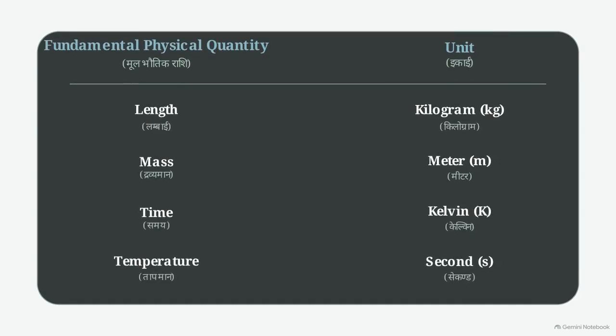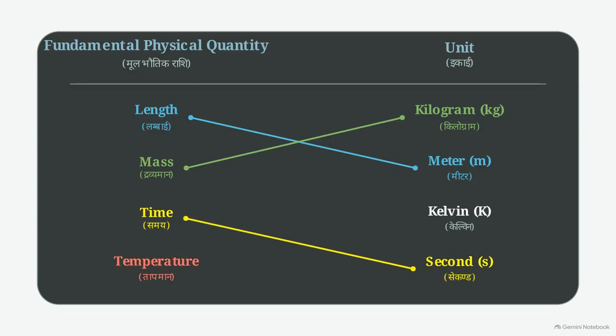When we measure the distance or length of an object, we use meters. When we measure its mass, we use kilograms. For tracking time, the standard is the second. And to measure temperature or heat energy, we use Kelvin.